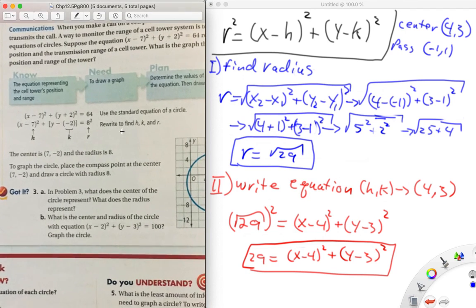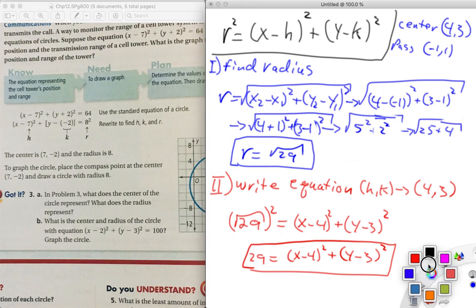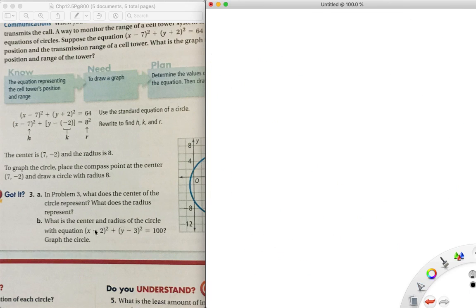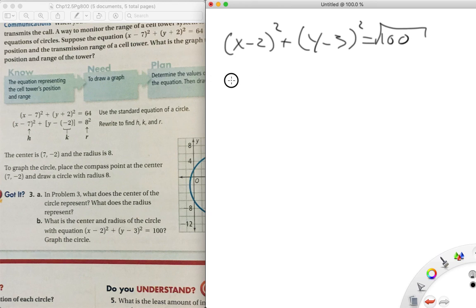We're not going to be graphing circles, but they do give me a scenario here. What is the center of the circle with this equation and the radius? So if I have x minus 2 squared plus y minus 3 squared equal 100, to find the radius, I would just square root the r squared. So the radius is equal to the square root of 100, which is 10.